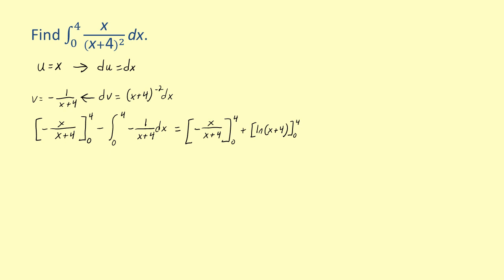Evaluating the first term, we get negative 4 over 8, and in the second term we get the natural log of 8 minus the natural log of 4. Simplifying and applying the difference property of logarithms, we get negative 1/2 plus the natural log of 2.